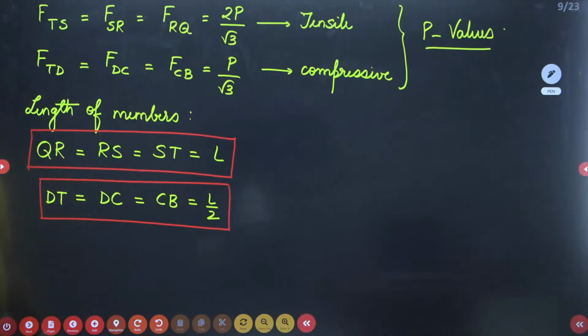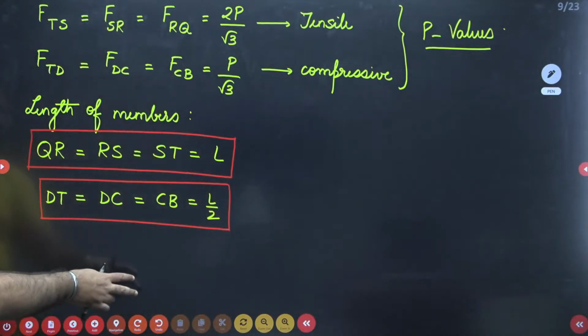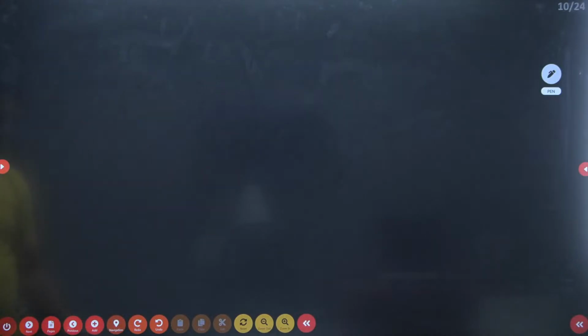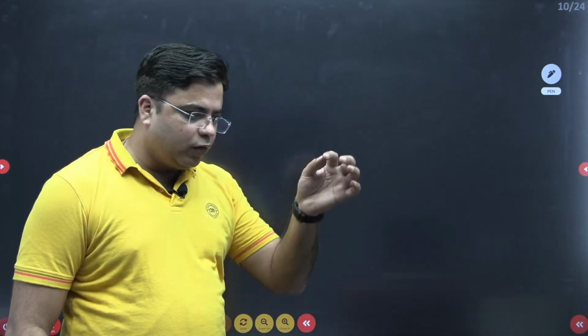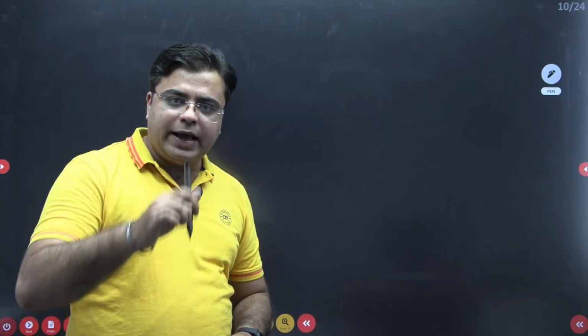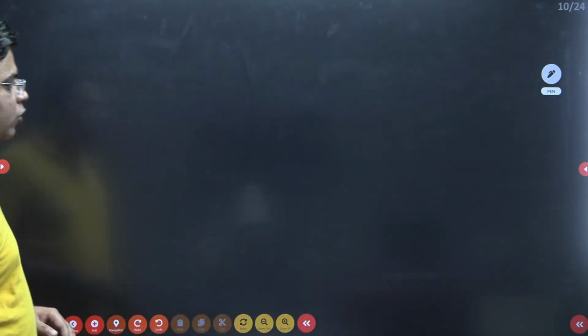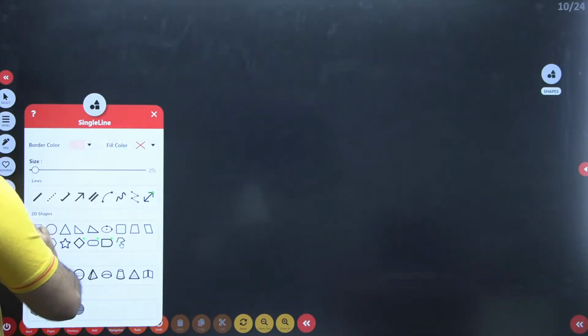Okay. Now the next step is calculation of the K values. For K values, you have to remove all the external loads and apply the unit load in the desired direction of deformation or deflection. We want the vertical deflection at point T, so we will remove all the loads and apply a unit vertical load at the point T. So again, let me just draw this.